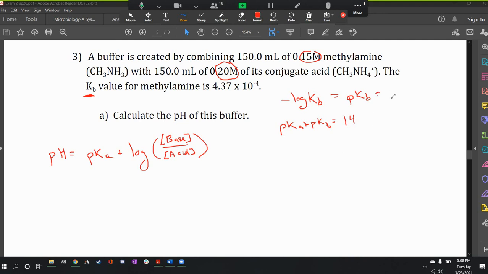Okay, so I get pKb of 3.3595. And then if I want to find the pKa, subtract pKb from both sides of this equation. So I have pKa equals 14 minus pKb, which we found to be 3.3595. So I do 14 minus that number, and I get a pKa of 10.64. I'm just going to leave it at that.